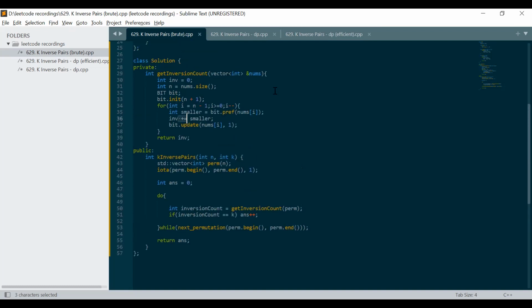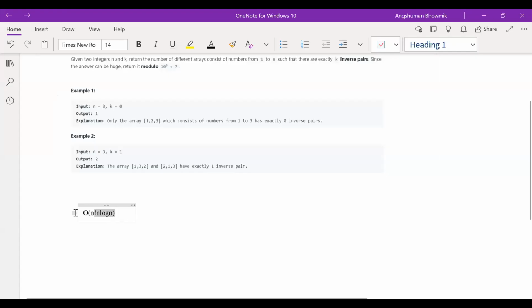This approach would definitely TLE because n factorial is quite a huge complexity, and also if we check the given constraints, n can be up to 1000 and k can also be up to 1000. So n factorial will definitely not work here. So what other approaches can we think of?